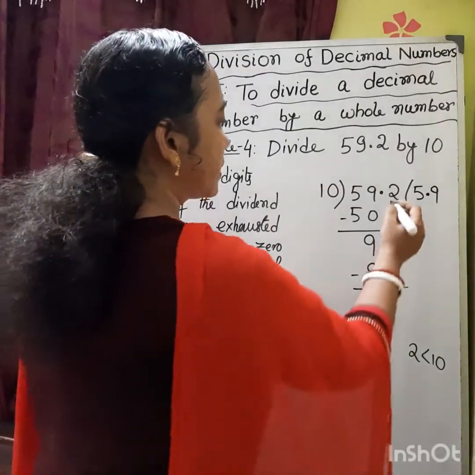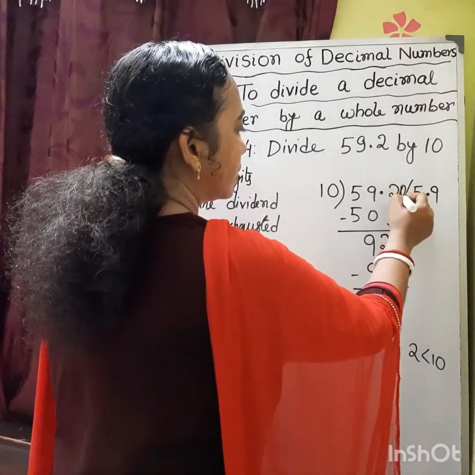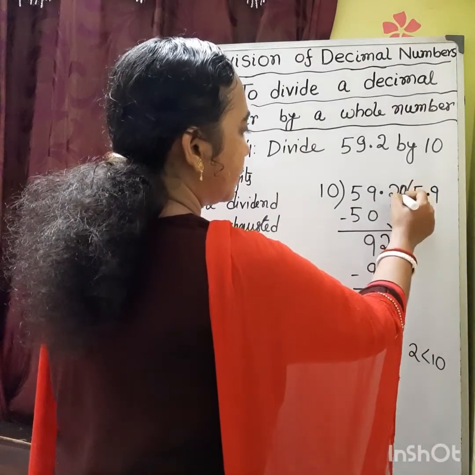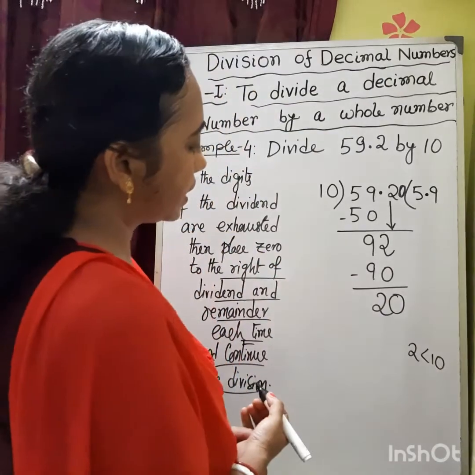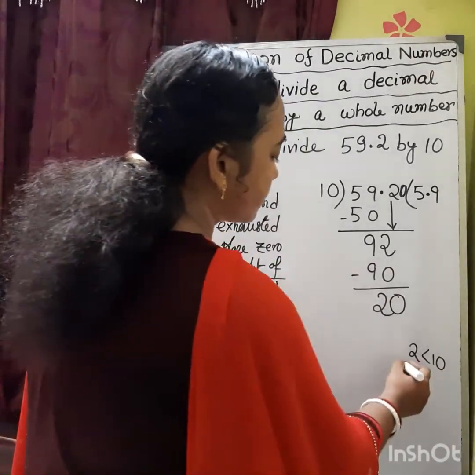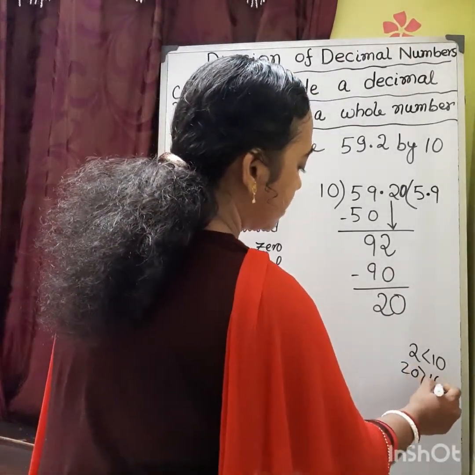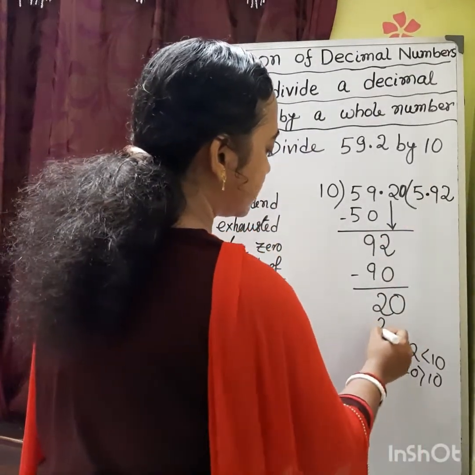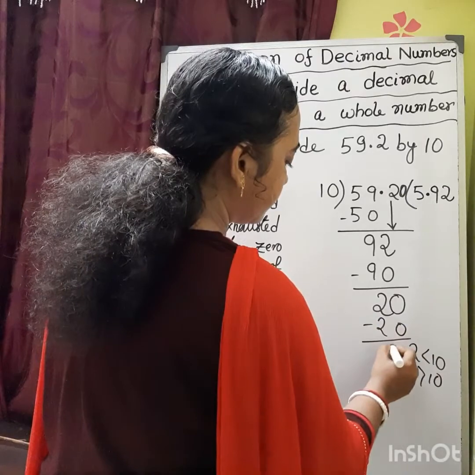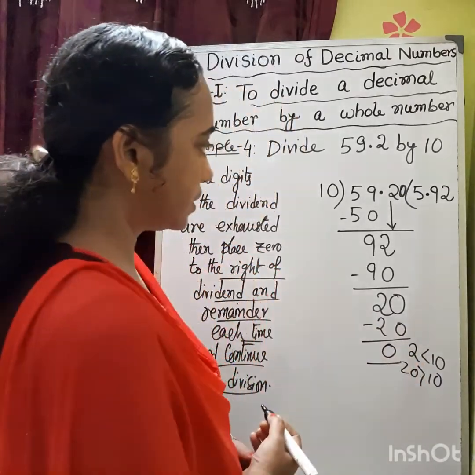So we will put 0 here to the right of the dividend, that is in the decimal part, and similarly we put 0 here. Now we can divide them because 20 is greater than 10. So we put here 2, 10 2s are 20. So we write here 20 and we subtract them. We get here the remainder 0.